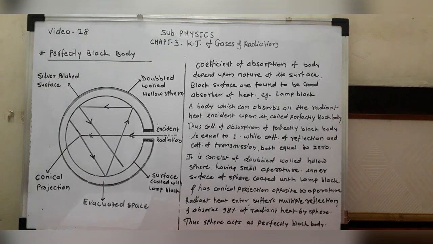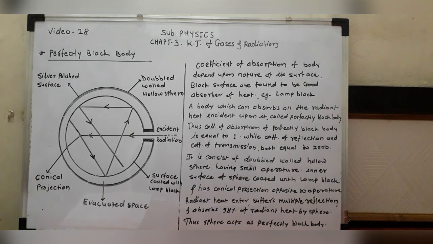We have to define this perfectly black body. What is meant by the perfectly black body? A body which absorbs all the radiant heat incident upon it is called a perfectly black body.